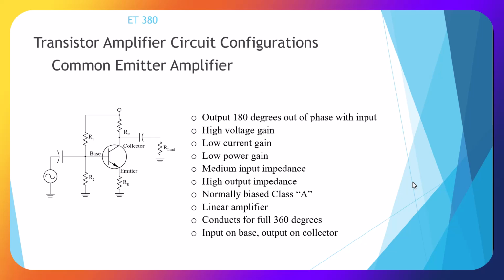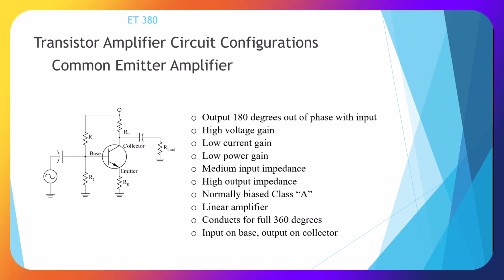This first one is a common emitter amplifier, and it is an NPN transistor. It is voltage divider biased, and we have the output coming out of the collector. It's sometimes called a collector follower, and the output is 180 degrees out of phase with the input.